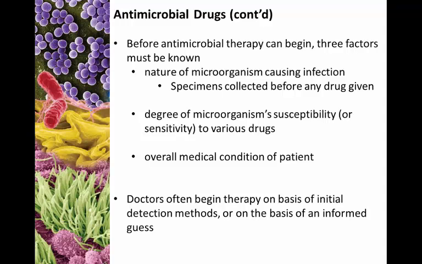Susceptibility testing can also be done there. So there's our second one, testing for susceptibility, or sometimes it's called sensitivity testing. In other words, we would like to know which drugs work on this particular organism. And then the overall medical condition of the patient. Okay? How healthy is this person? Do they have allergies to the drug? We'll go through several of these in the upcoming slides.